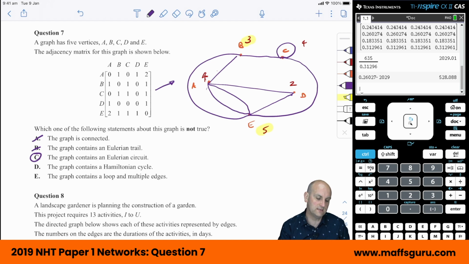The graph contains a loop and multiple edges. Well, that's obviously true, so we get rid of that. So in that situation, it'd be between C and D. But if I had my summary book, which I do, or the textbook, and it says there an Eulerian circuit, what did I say again? It has to have all vertices that have an even degree. Ka-ching. That wasn't true of that one at all.